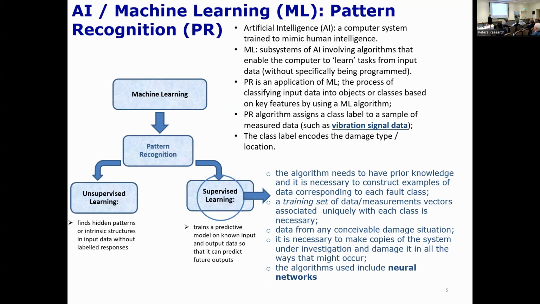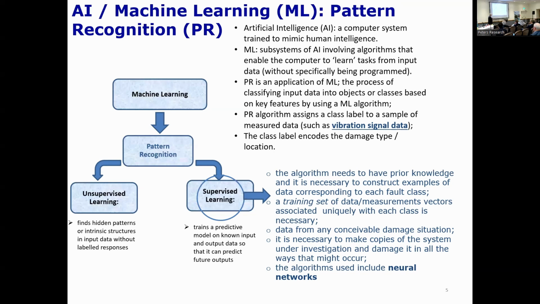So in pattern recognition, and we apply this in machine learning, what we are looking at is to process and classify input data into objects or classes. So that's another important concept here, class of damage. So we are using class of damage to identify what we are doing. A pattern recognition algorithm then assigns a label to a class.